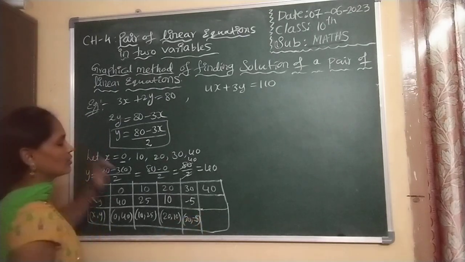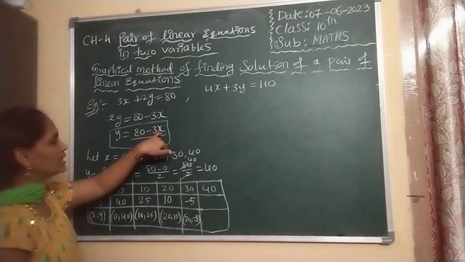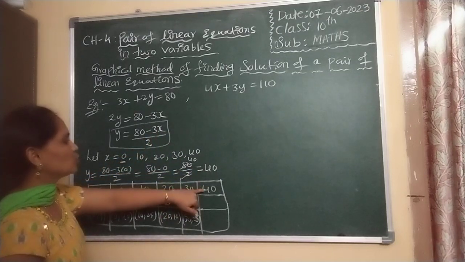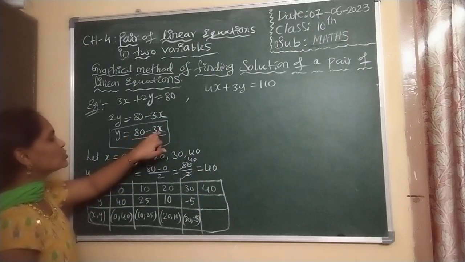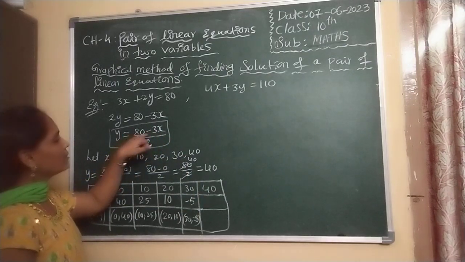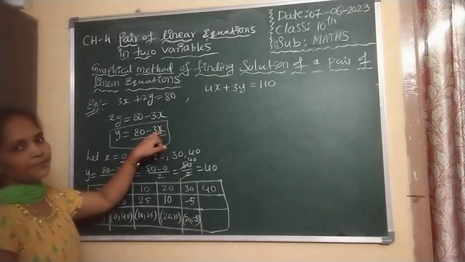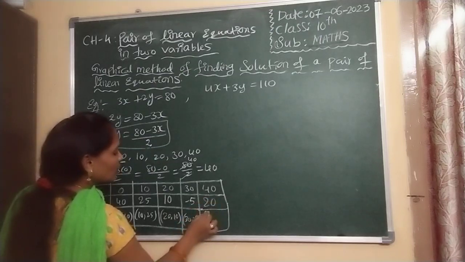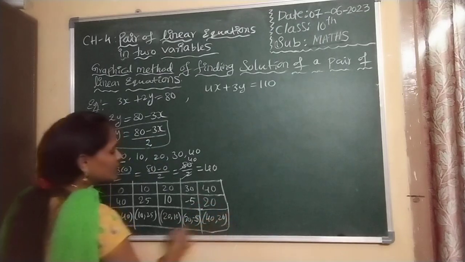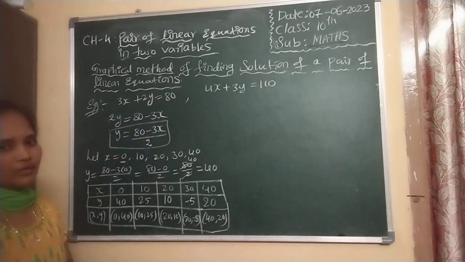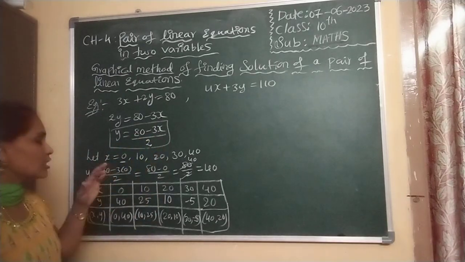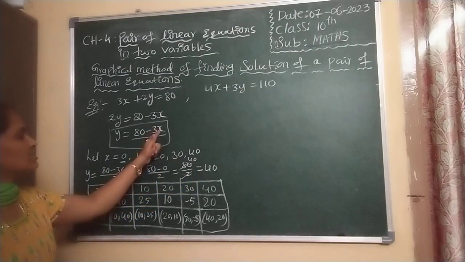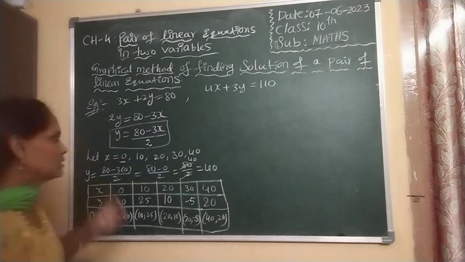Next, 40. If you substitute 40 here, 3 fours are 12, means 120. 80 minus 120 is minus 40. Minus 40 by 2 means minus 20. So 40 comma minus 20. Do the calculations in a rough book. Here I do not have that much space, so I explained only the first one. The remaining I just substituted and did the calculations on my own, right?